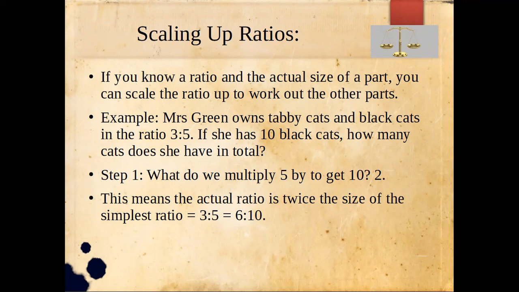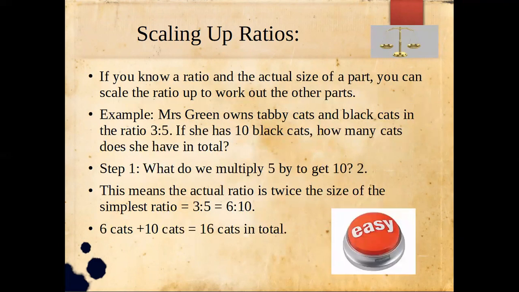So we've looked at simplifying ratios. This is basically the opposite, to work out the actual number. So if we know that we've got 6 to 10, we know that she has 16 cats in total. 6 cats plus 10 cats is 16 cats in total.